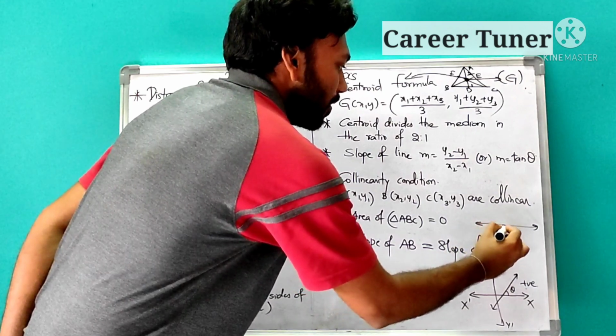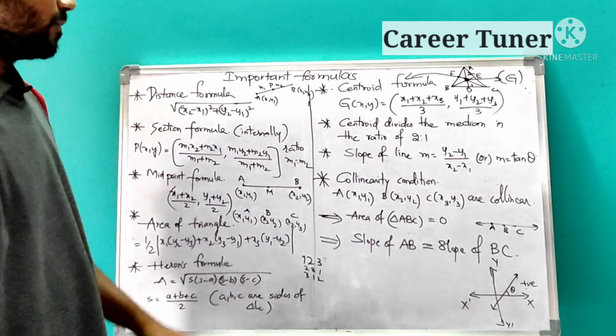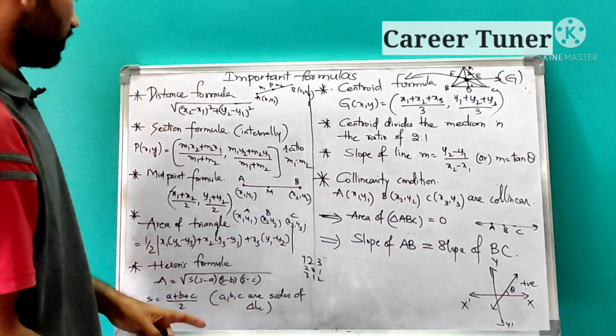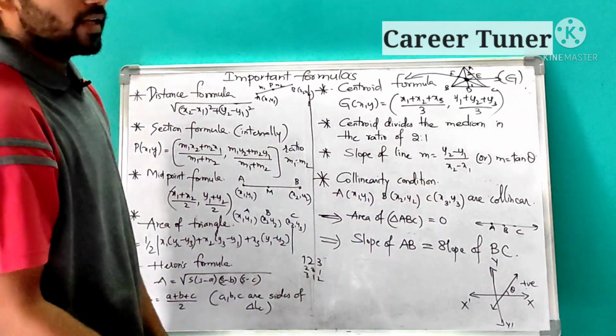Point A, point B, point C. Do they form any area? No, they can't form one. That's why the area of the triangle will be equal to 0. The area of the triangle formula we have already discussed, so the area of the triangle will become 0.